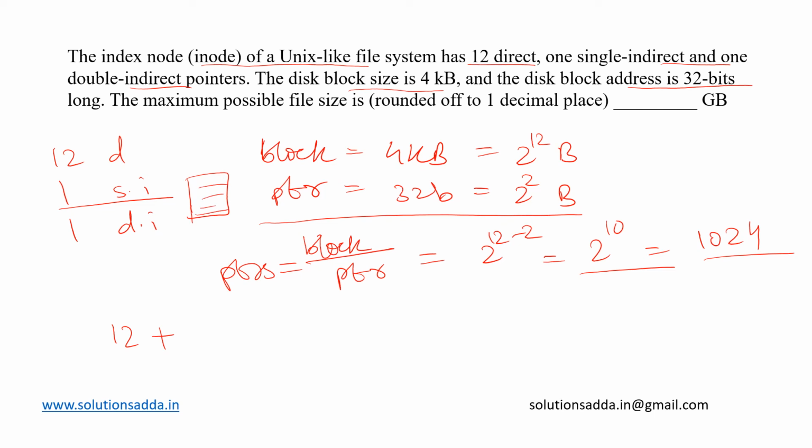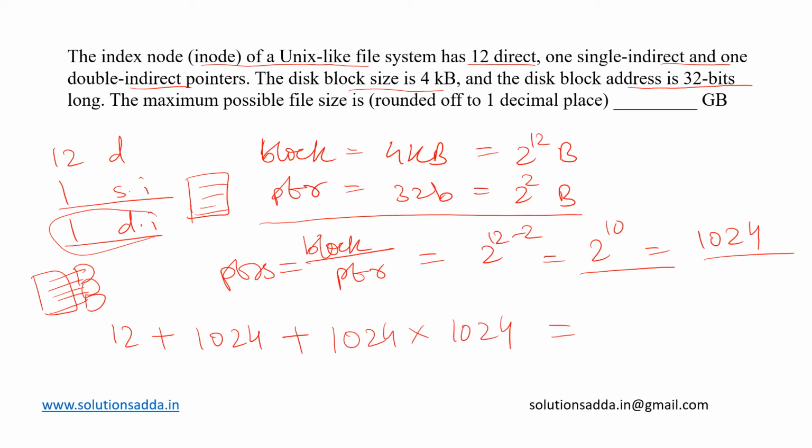the power 10 or 1024 pointers, and we are having one doubly indirect, which means we will be having one block in which each of these pointers will be pointing to other blocks. So the total number of pointers this will constitute, that will be 1024 into 1024. So this gives us a value which is 1049612.